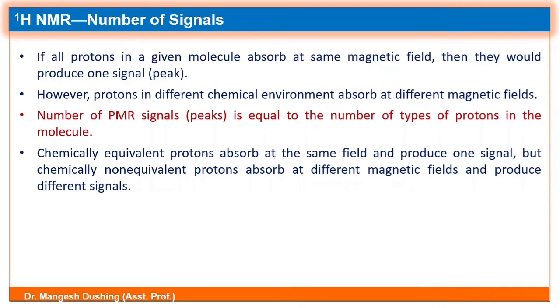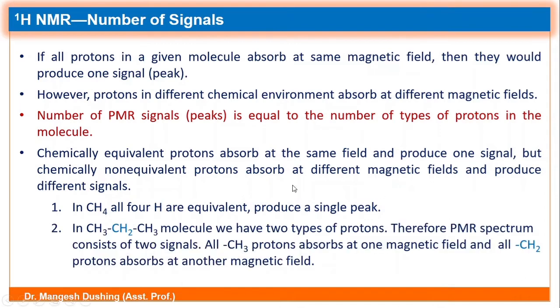Right. Chemically non-equivalent protons absorb at different magnetic fields, while for chemically equivalent protons the electronic environment is the same, so they give only one signal. They absorb the same magnetic field, the same frequency. For example, the CH4 molecule, that is methane. All hydrogens are equivalent, their chemical environment is the same. So all protons of methane give only one signal. We cannot distinguish these protons from each other.